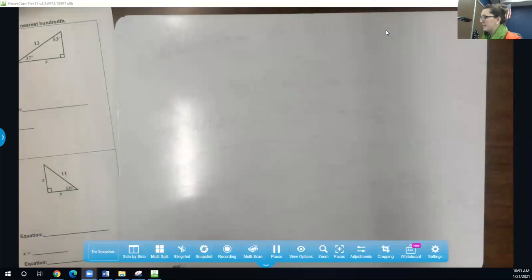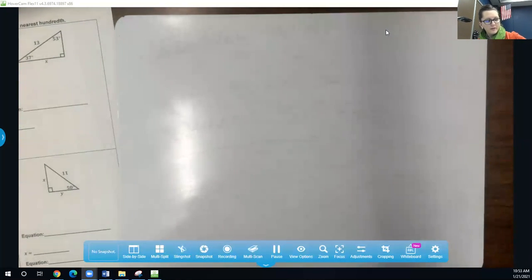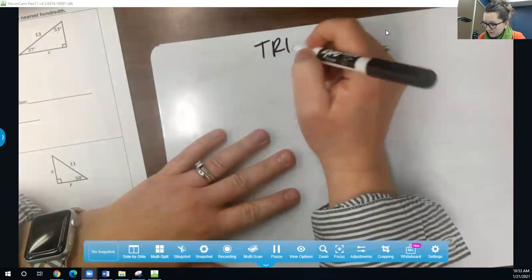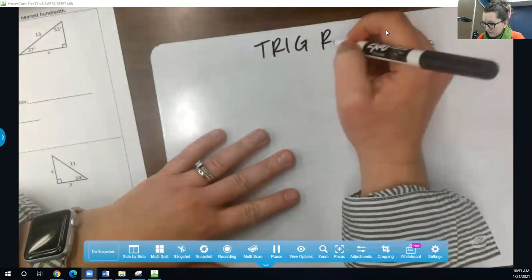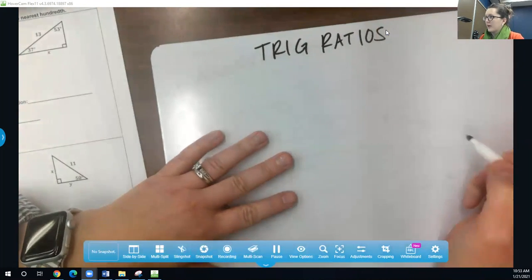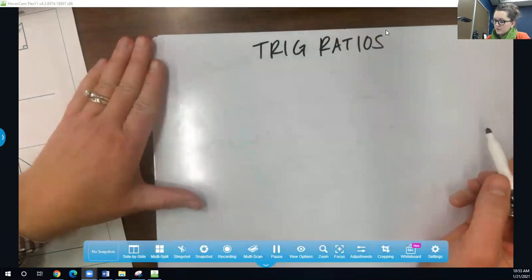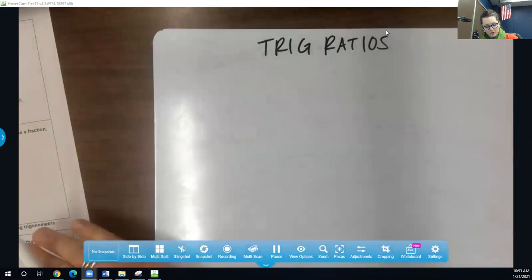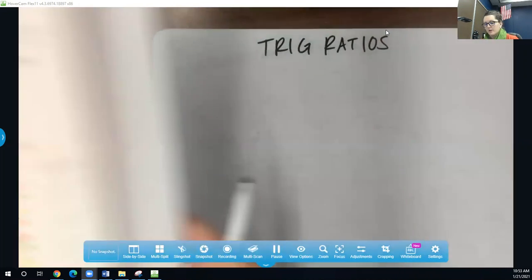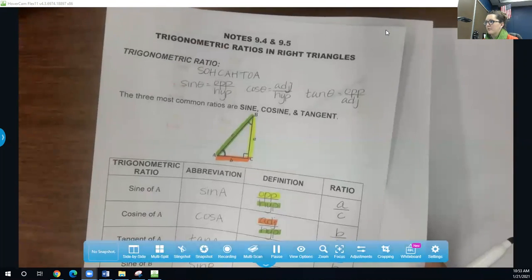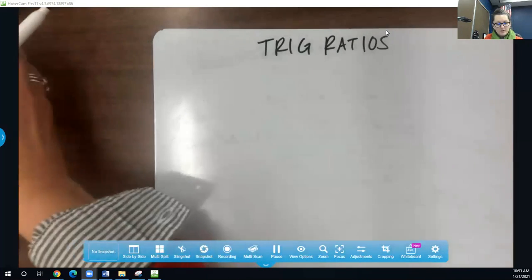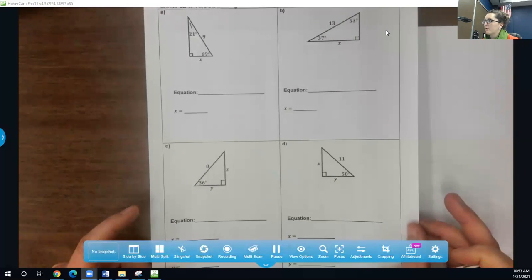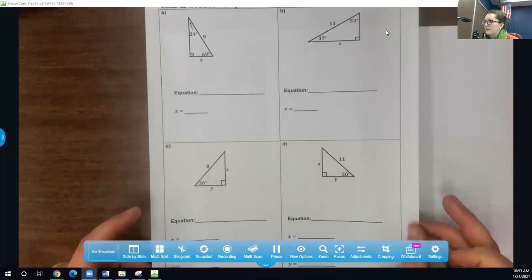We are going to continue our work with trig ratios, and we're actually going to apply these ratios to solving right triangles. So if you're taking your notes, go ahead and get your journal out or your paper notes. We're going to be on the second page of our notes 9.4 and 9.5. So we're on the second page. It looks like this. We have 4 examples here that we're going to go through in solving trig ratios.